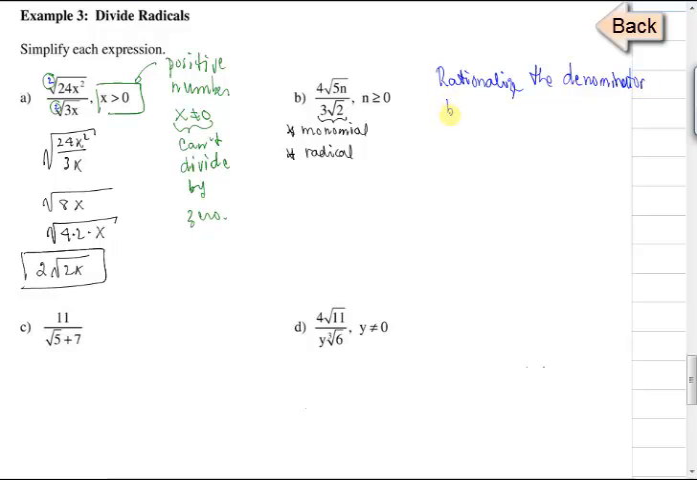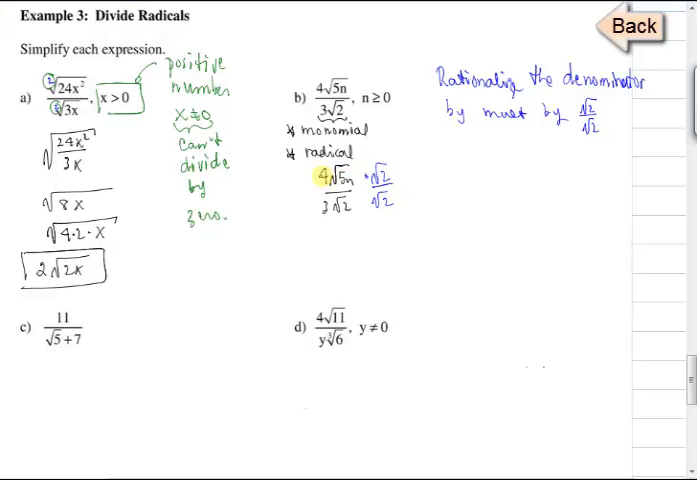Okay, and in this case, because our radical in our denominator is root 2, we are going to multiply by the square root of 2 over the square root of 2, right? Because we know that this equals 1. And when we multiply by 1, we don't change the value of our expression. So I'll rewrite the question: 4 square root of 5n over 3 square root of 2. We're going to multiply by root 2 over root 2.